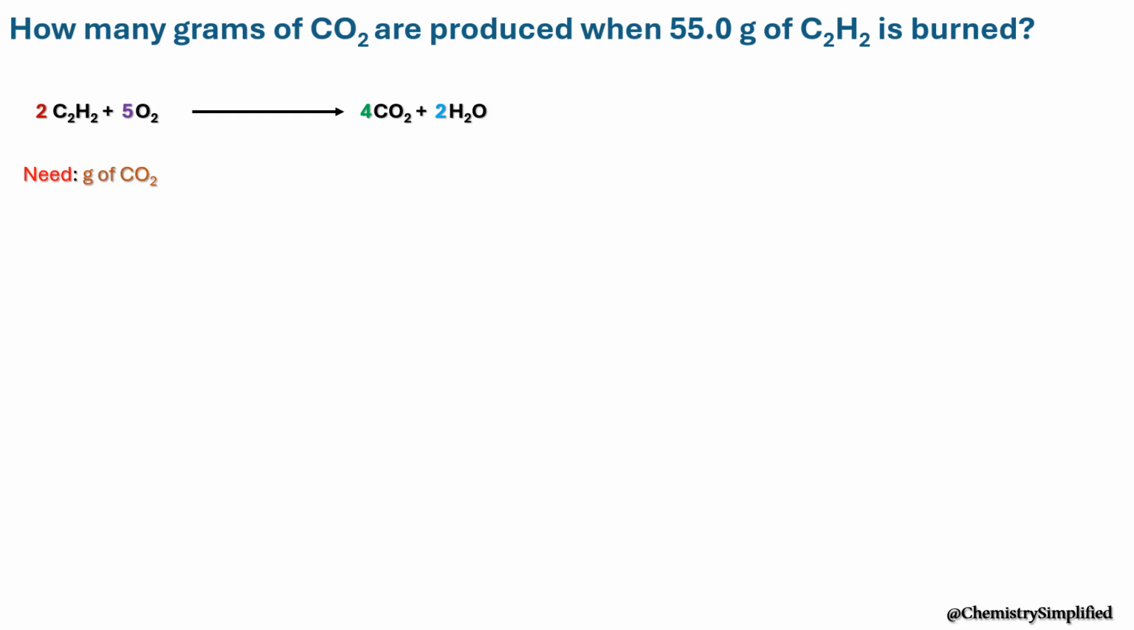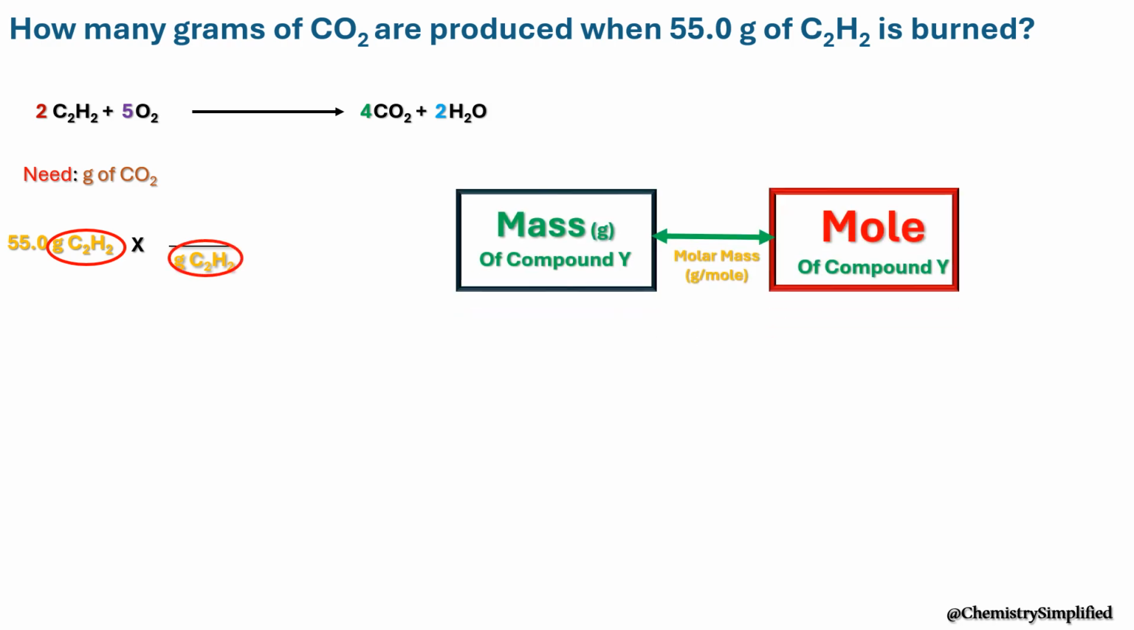So we're looking for grams of carbon dioxide. We start with the given 55 grams of ethane. If grams of ethane is in the numerator, we need to have it in the denominator, so we can cancel it out. And we know to convert from mass to moles, we need to use the molar mass. That was the first step. So we have to find the molar mass of ethane.